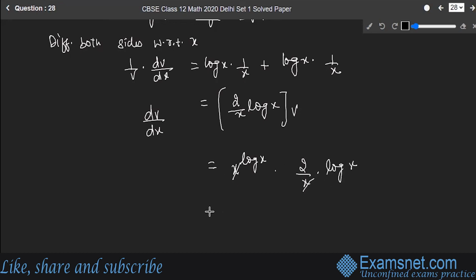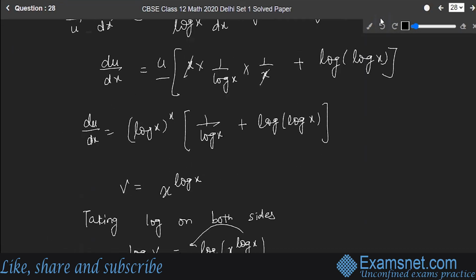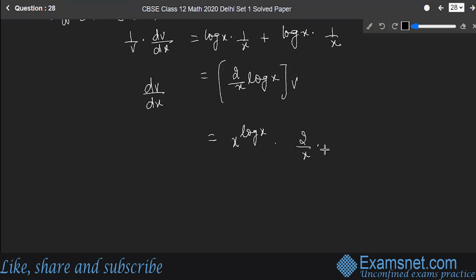This x and x will not get cancelled like this, because this x is carrying some power, right? I hope you're clear here. I'll write it properly once again. So this is 2 into 2 upon x into log x into x raised to power log x. That was your dv upon dx.